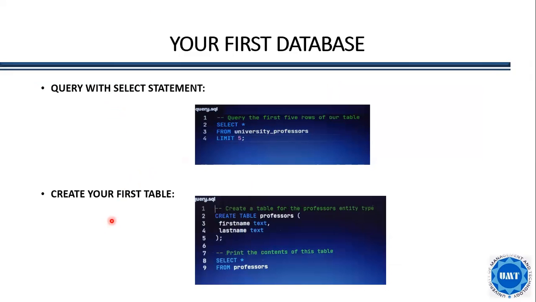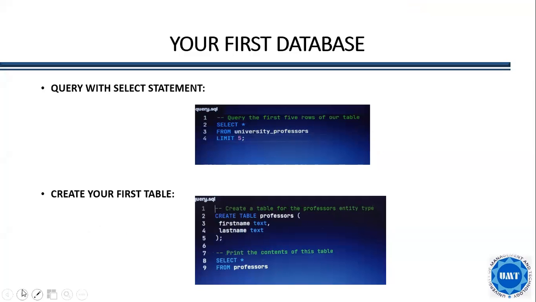So create your first table. If we want to create a table, then we have to use CREATE TABLE and write the name of the table which we want to create. That table is professor. And we have to write the column names that we want to add in that table. Here, the example is of professor, and the columns that we are going to use in that table are first name and last name. So this is how we create our table.